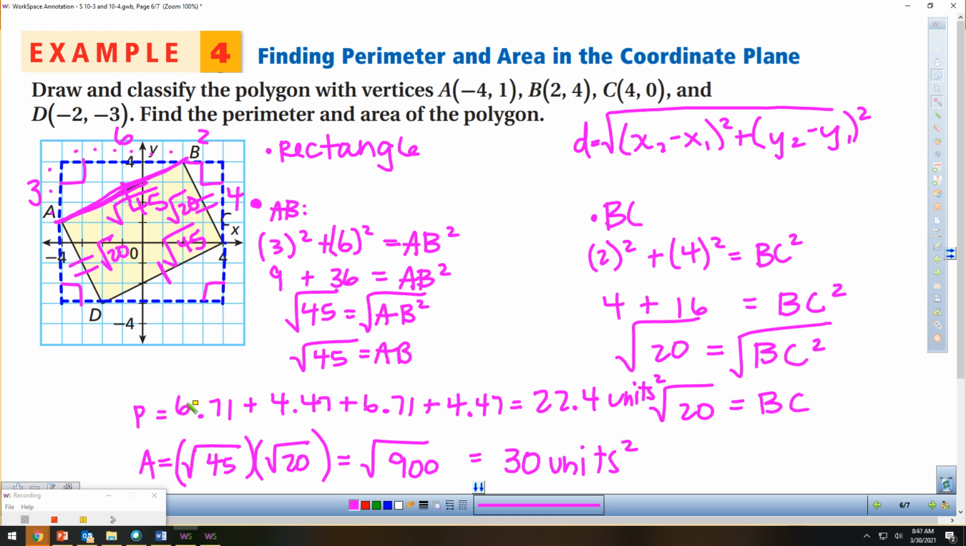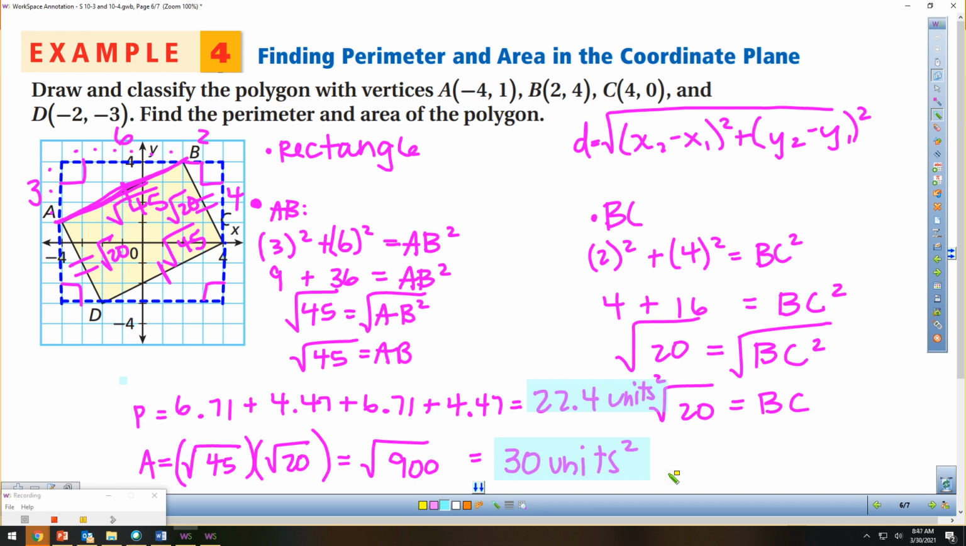Alright, so that's going to be the hardest thing we do today. And all you have to do is the Pythagorean theorem twice, and then add up all the sides, and then multiply base times height when it's a rectangle.